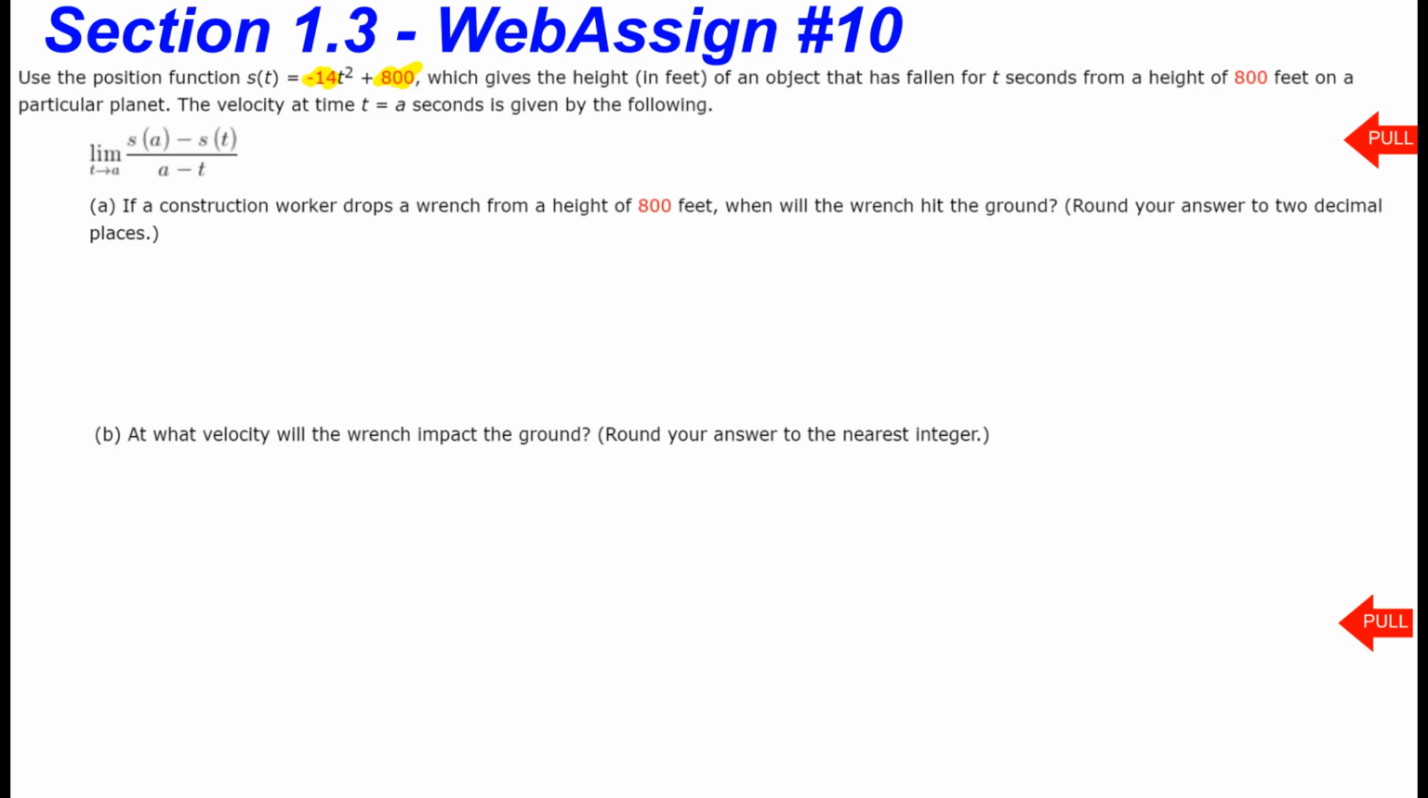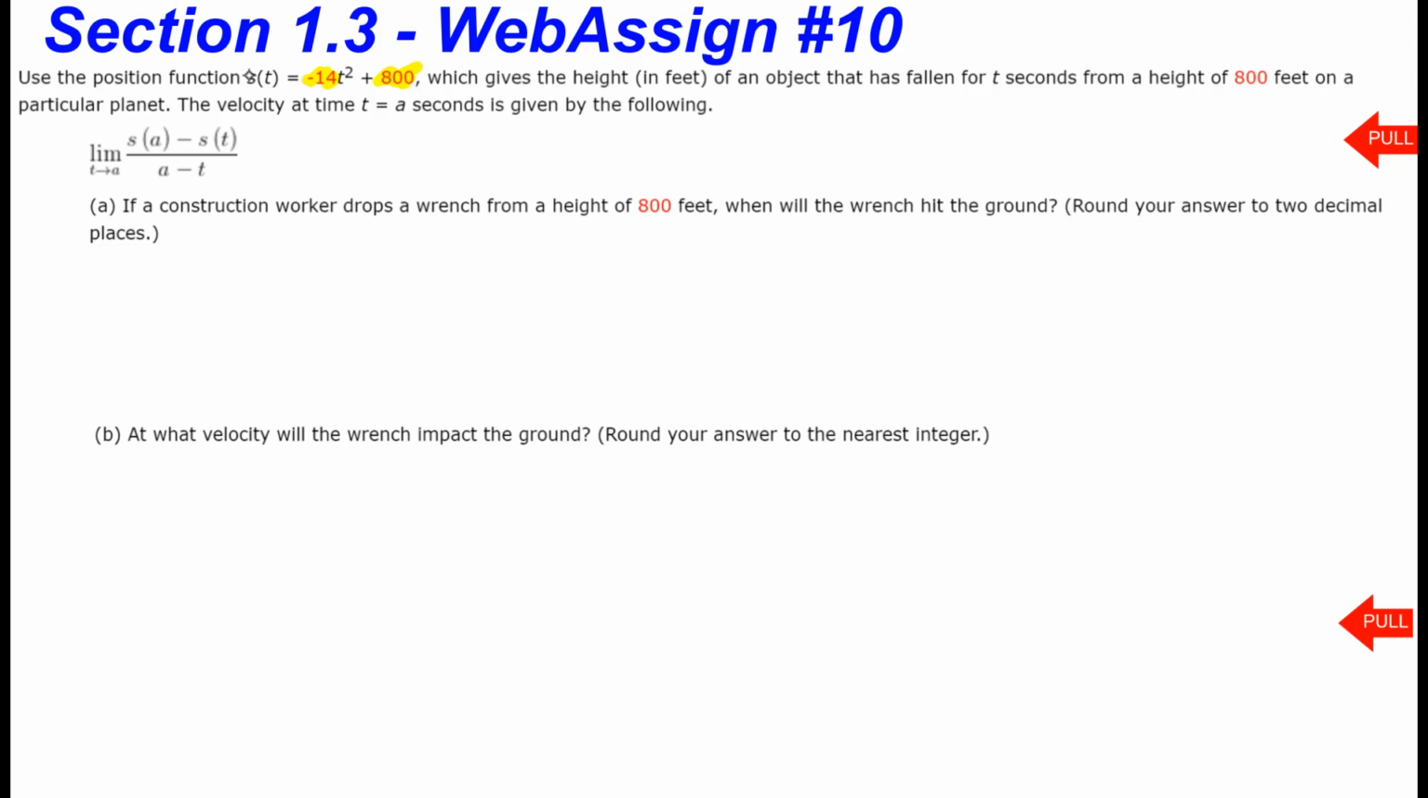Use the position function s of t equals -14t squared plus 800, which gives the height in feet of an object that has fallen for t seconds from a height of 800 feet on a particular planet. So for those of you that are going to be taking physics this year as well, we're going to be doing a lot of position, velocity, and time problems. And just so you know, s is often used as the variable for position. Okay, so that's the position function.